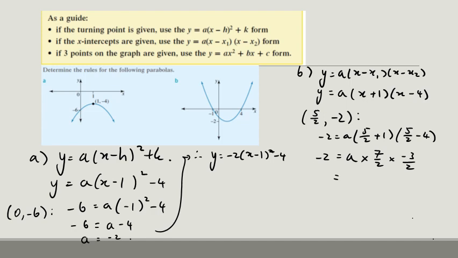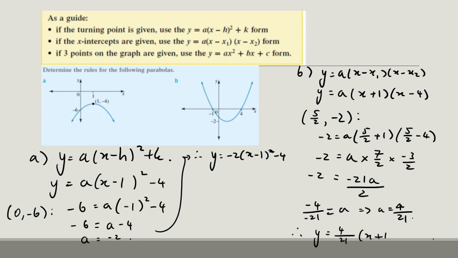So that's 5/2 times -3/2, so then we get -15a/4 equals -2. Then a is equal to 8/15. So then putting all of this back in, we get a equals 4/21, x plus 1, x minus 4. Now, you might notice with both of the forms, I didn't expand any of the brackets. Do not expand any brackets.